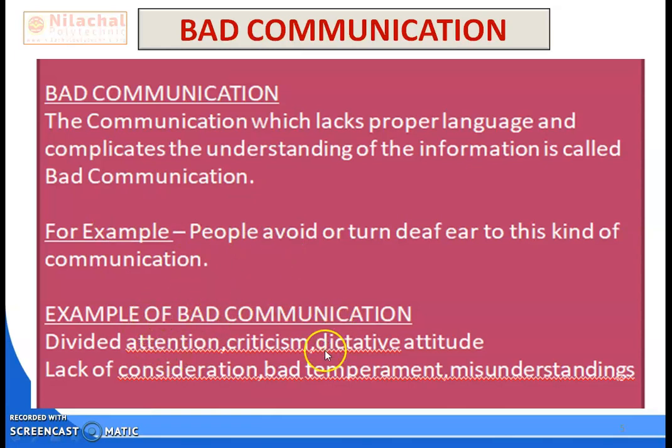If we want to be a good speaker or good communicator, then we need to avoid all these things whenever we are communicating with other persons: divided attention, criticism, dictatorial attitude, lack of consideration, bad temperament, misunderstandings. We have to always keep in mind that we have to avoid these things whenever we are communicating with other persons.